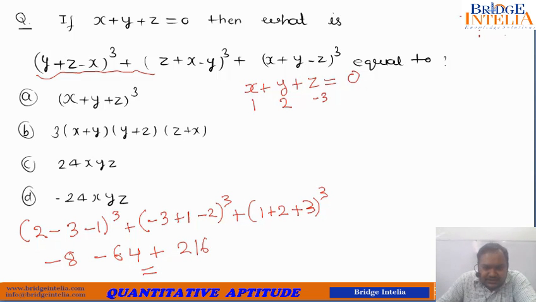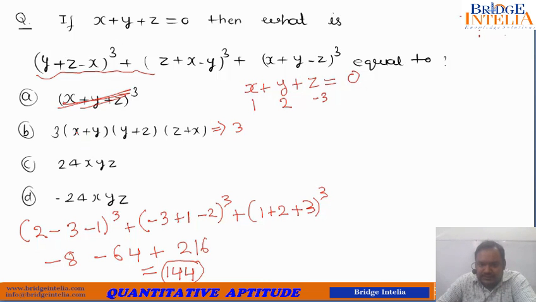So 60, 72, so this is actually 144. Now let us see which option actually fits the description. If you substitute these dummy values in the options, does any option give you the value 144 or not? Let's see. So x plus y plus z is equal to 0, so this can never be the correct answer. What about this one? Does this option actually make you reach 144 or not? Let's see.